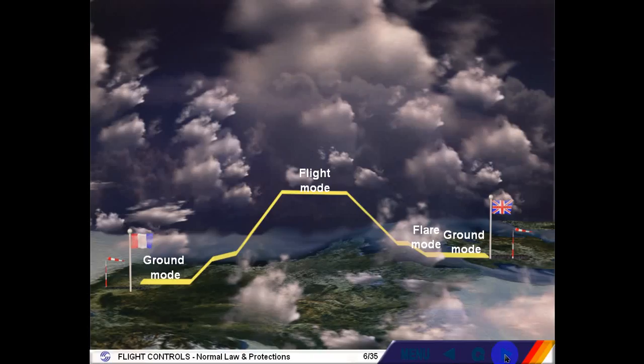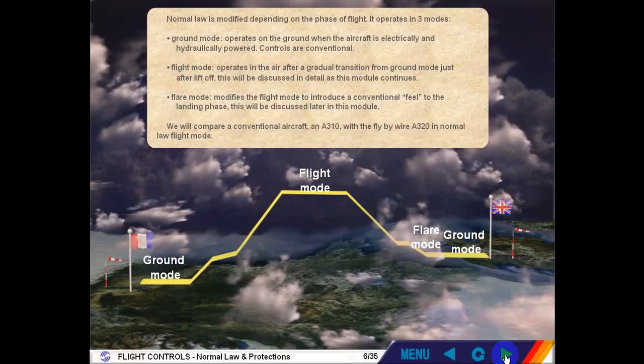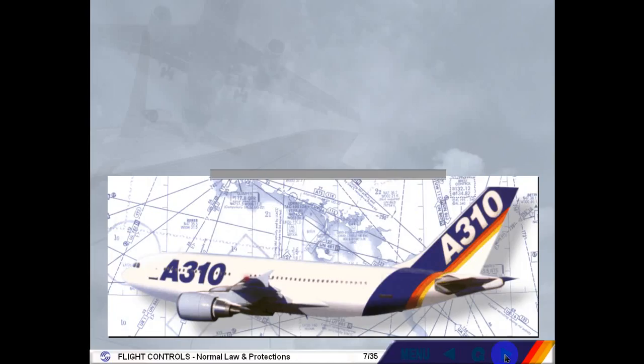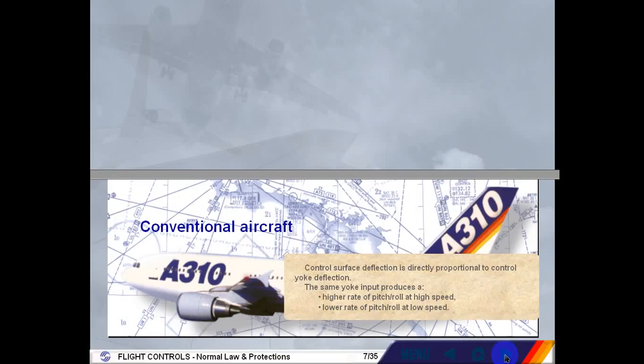We will compare a conventional aircraft, an A310, with the fly-by-wire A320 in normal law flight mode. Control surface deflection is directly proportional to control yoke deflection. The same yoke input produces a higher rate of pitch and roll at high speed, and a lower rate of pitch and roll at low speed.